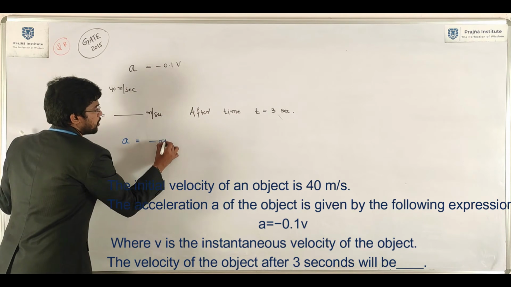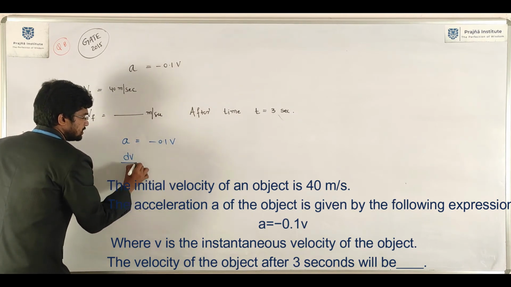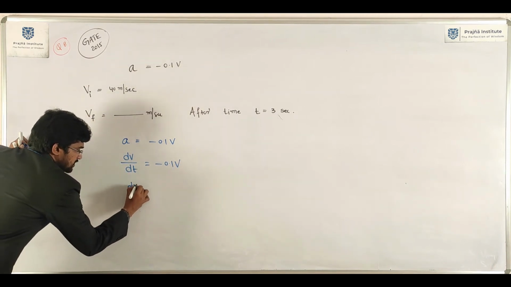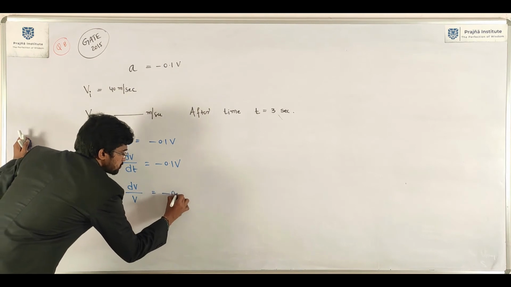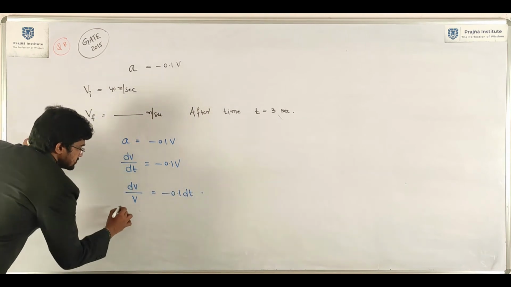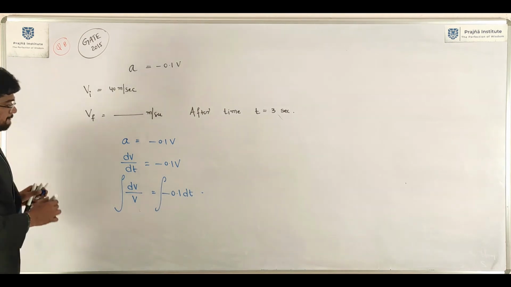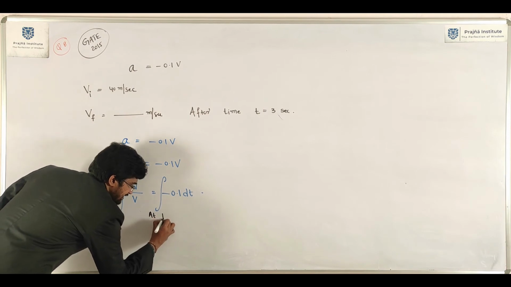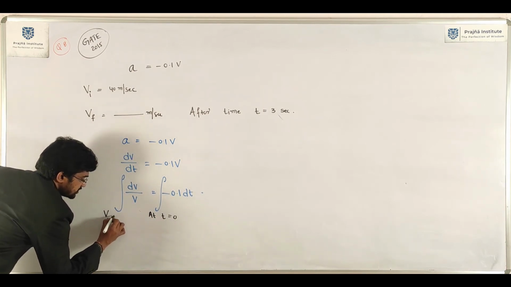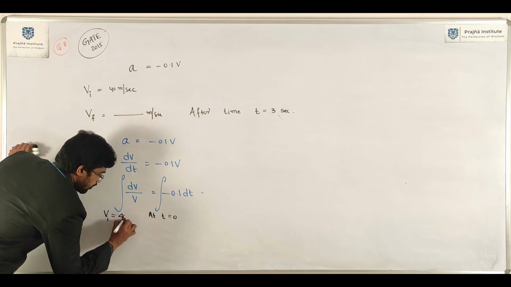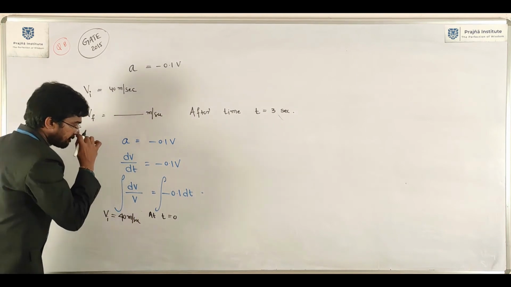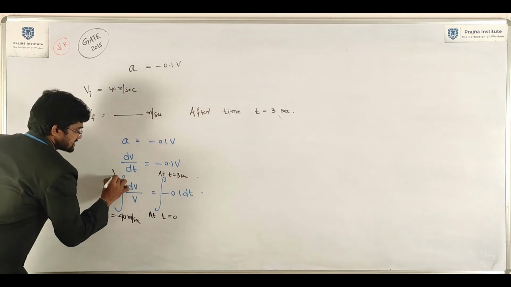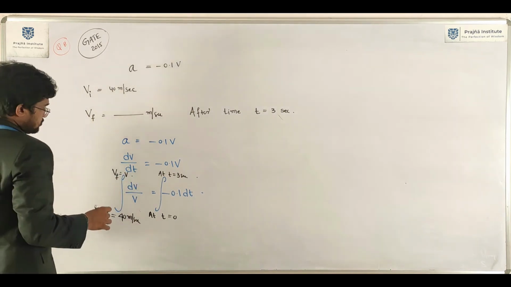Acceleration equal to minus 0.1 v. You can write dv by dt equals minus 0.1 v. Just take v here: dv by v equals minus 0.1 into dt. So integrate on both sides and just apply the limits. At t equal to 0, initial velocity equal to 40 meter per second. At time t equal to 3 seconds, final velocity equal to v.